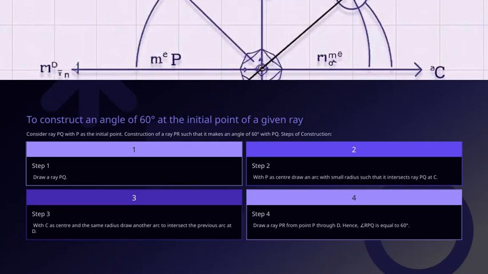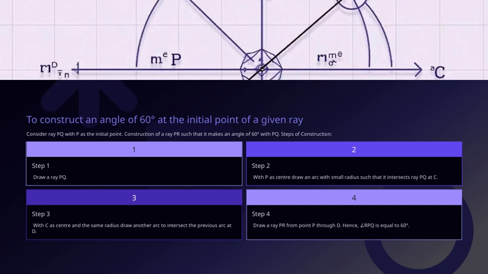Let's look at how we construct an angle of 60 degrees at the initial point of a given ray. Here, we start with ray PQ, where P is our initial point. The goal is to draw another ray, PR, that makes a 60-degree angle with PQ.